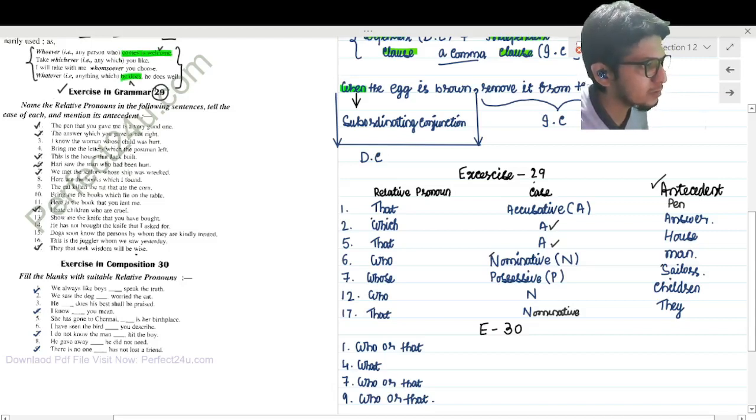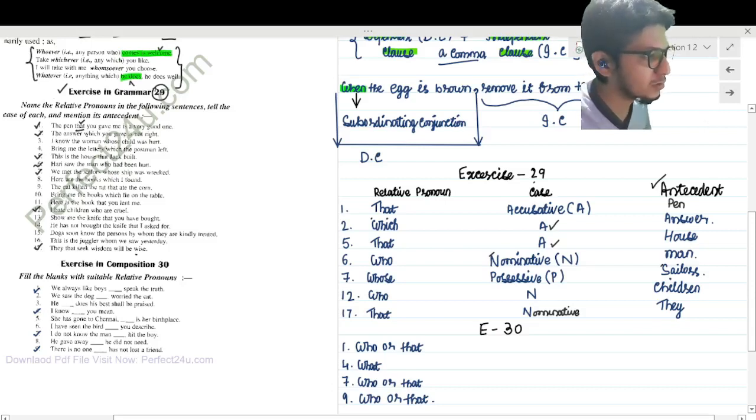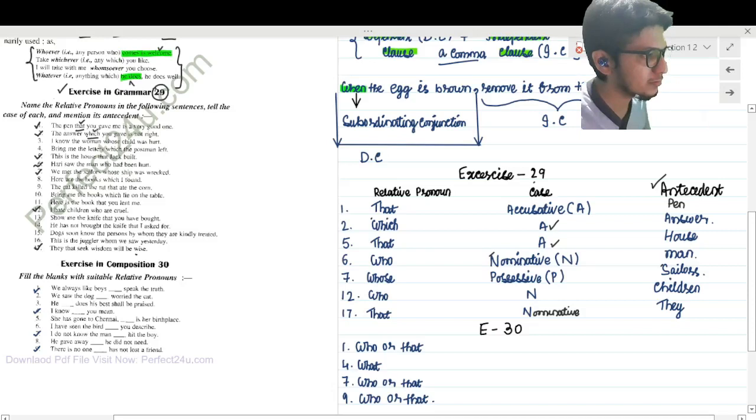The question number 1. The pen that you gave me is a very good one. Here that is the relative pronoun and pen is the antecedent and the pronoun is in accusative case. Okay. The answer which you gave is not right. Here which is the relative pronoun and answer is the antecedent. Okay. And it is in accusative case. Okay.